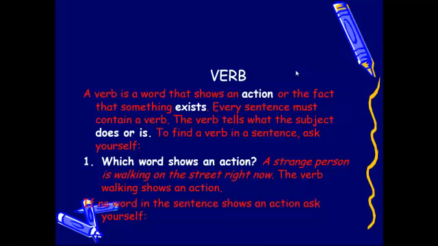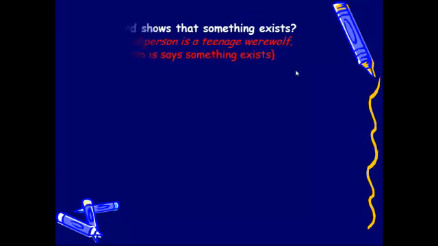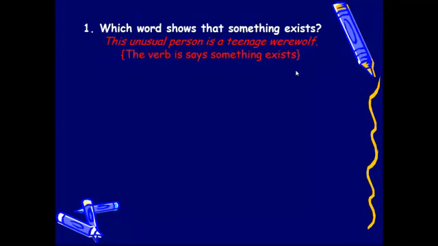If no word in the sentence shows an action, ask yourself this question. Which word shows that something exists? For example, this unusual person is a teenage werewolf. The verb is says something exists.